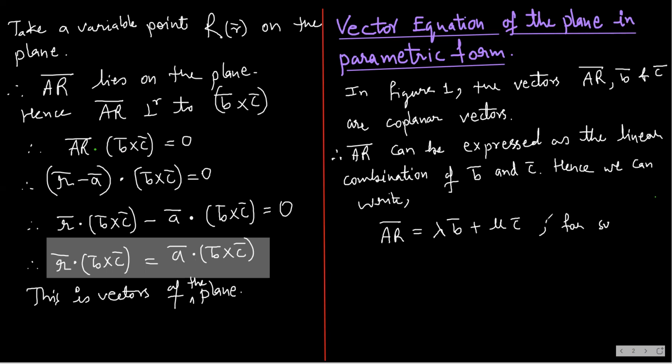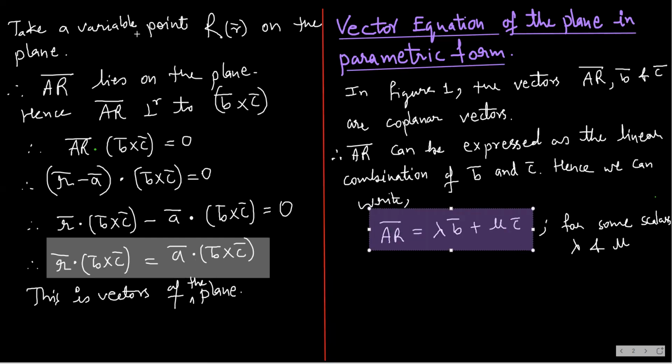For some scalars lambda and mu. So now I have AR bar as lambda B bar plus mu C bar. The next step: therefore R bar minus A bar. You know what R is? R is a variable point, so R bar is the variable position vector and A is the given point. So R bar minus A bar equals lambda B bar plus mu C bar.